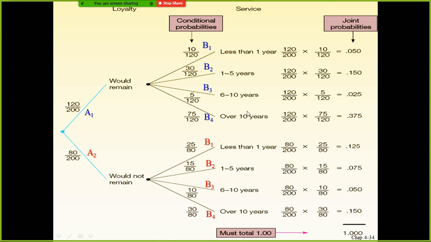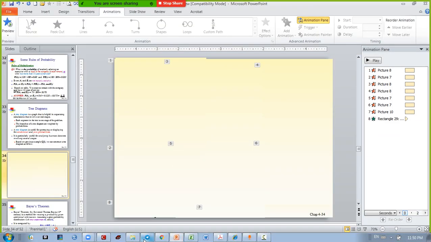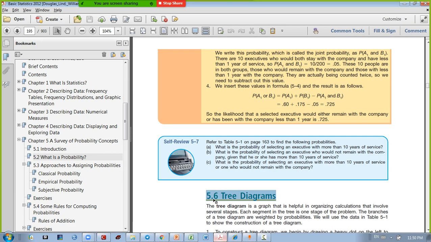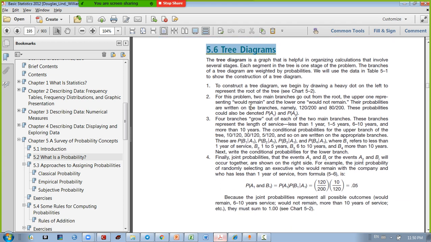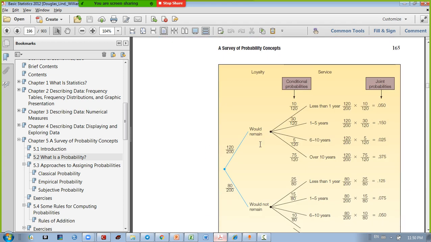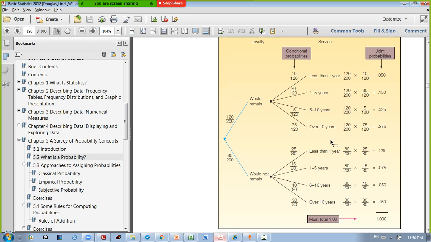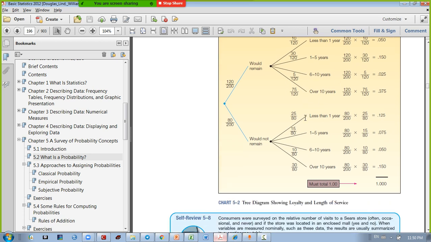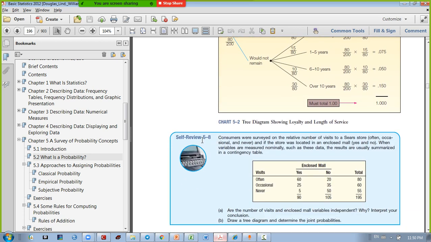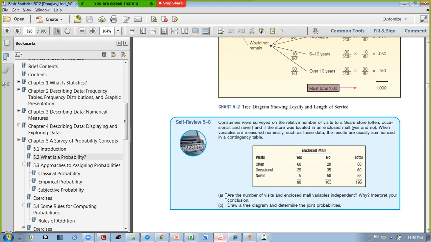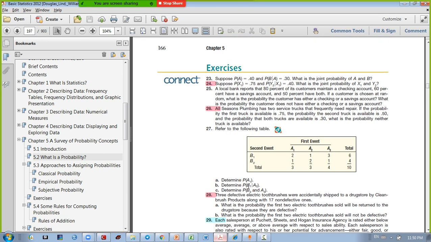So see it again and again, because you have Self-Review 5.8 and the exercises. This is the tree diagram. You can read the textbook. This is the same thing I showed in my slide, where I made it part by part, but this shows everything. This is Self-Review 5.8. You have 2 questions to answer. Homework.